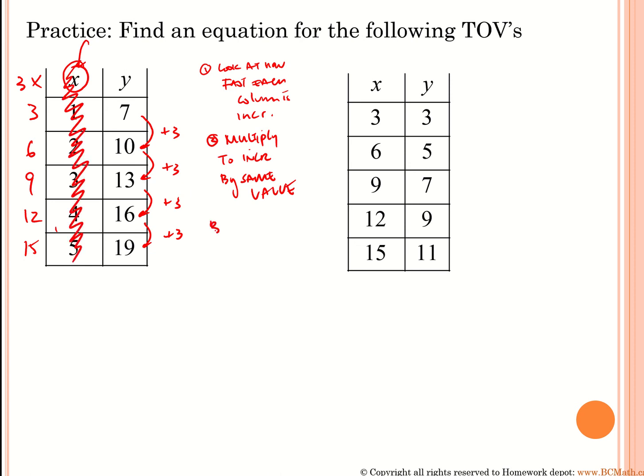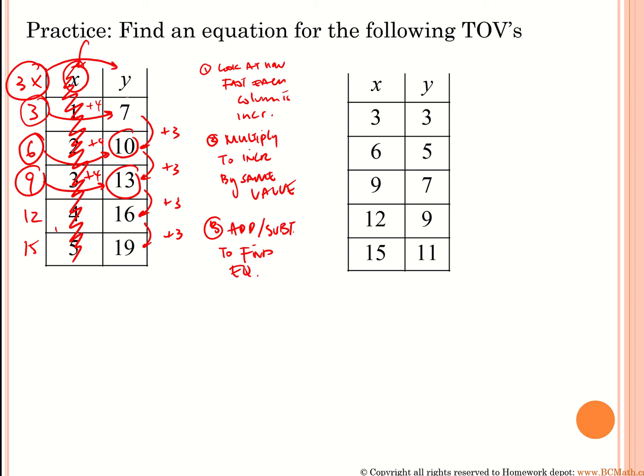The third step is to add or subtract to find the equation. Again, you look at the rows. 3 to go to 7, what do you have to add or subtract? You know you have to add 4 to go to 7. Then you look at the next row, from 6 to 10, you also add 4. They're all the same, all increasing by 4. So to go from 3x to y, you just add 4. Your equation would then be 3x plus 4 is equal to y.